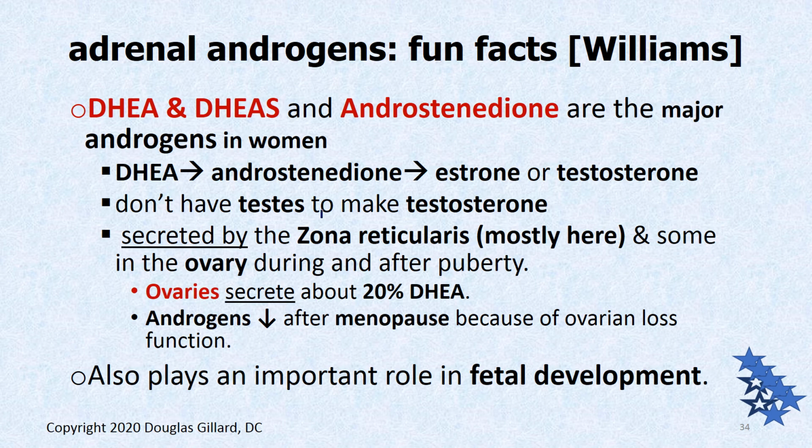Women don't have testes, so how do they get their testosterone? This is how they make their testosterone. We looked at this already. They're secreted by the zona reticularis. Yeah, we've said that like a million times. The ovary can also make some. So about 20% of DHEA is not just from the zona reticularis. So almost a quarter, or a fifth, I guess, of the DHEA is made by the ovaries.